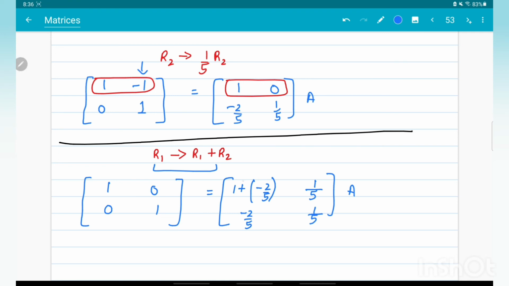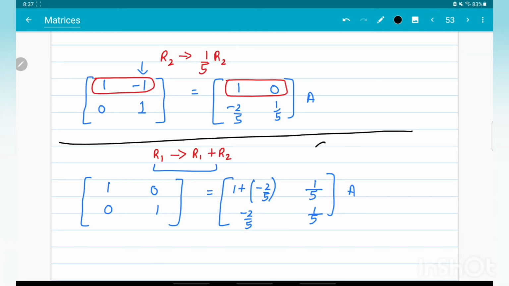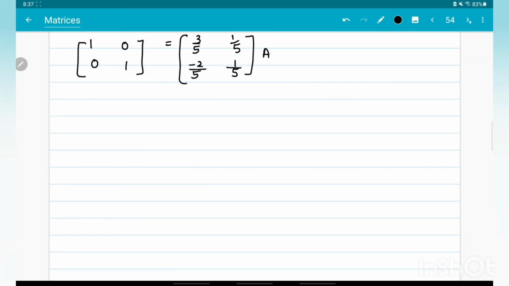Now I just have to solve this thing. So when I solved that previous equation, that is when I solved this one, I got this. So basically my aim was to get an identity matrix on the LHS side, which I got over here. So I can write that the identity matrix is equal to this matrix, 3 by 5, minus 2 by 5, 1 by 5, 1 by 5. Okay, so I got an identity matrix on my left hand side.